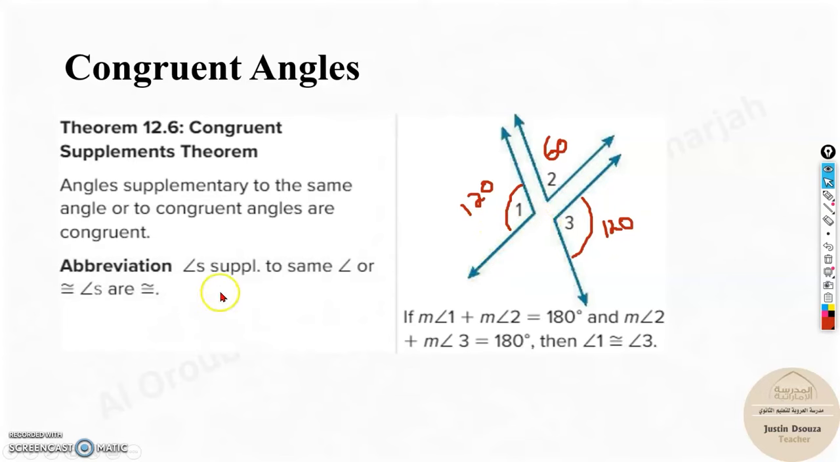Now, these are abbreviations. Instead of reading all this, you can see this angle symbol and S means supplementary to the same, so you can just read it as angles supplementary to the same angle are congruent. That is what it means. It's just the short form, but anyway, if you understand what it means, that is more than enough.